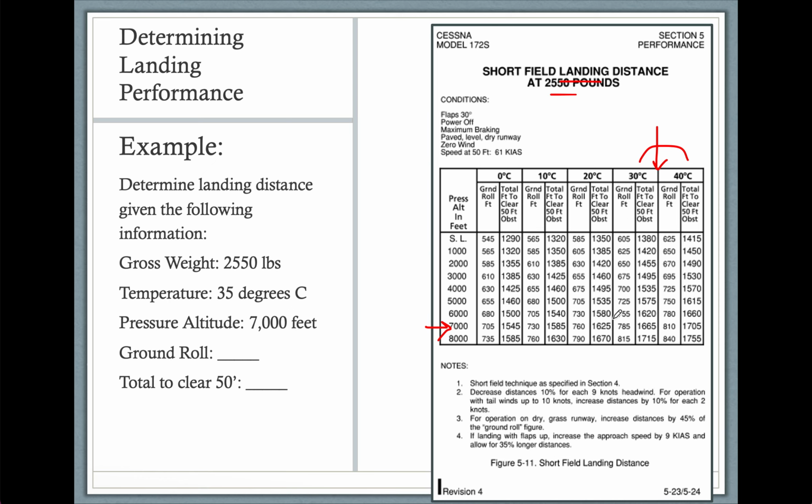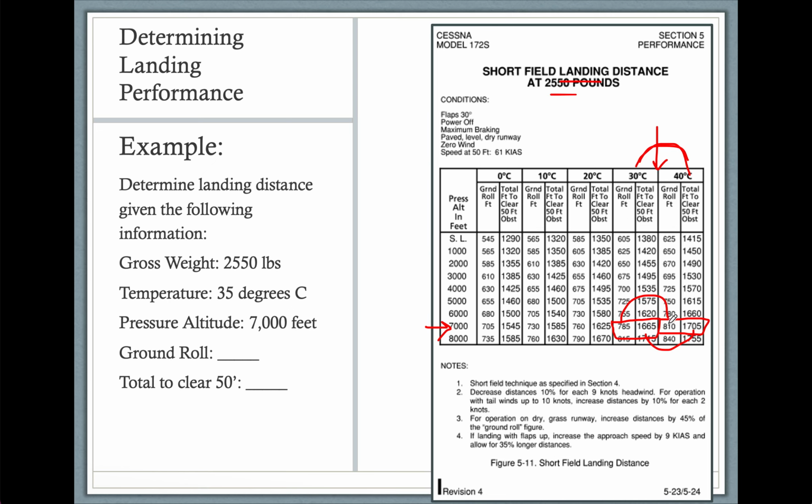So we're at 7,000 feet, so our answer is halfway between those two numbers and halfway between those two numbers. That's right, because I'm interpolating: 35 is halfway between 30 and 40. I need the number that's halfway between those two for my ground roll and the number halfway between those two for my 50 foot. You can divide by 2, or you can find the difference and add half of that, whatever works for you.